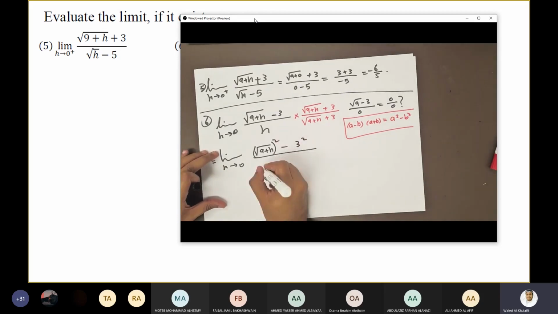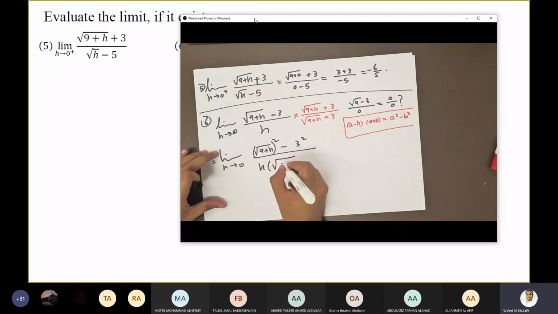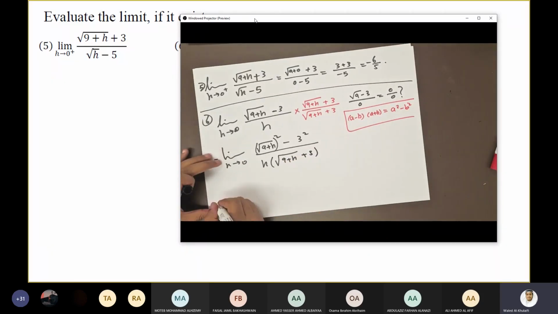This is what you have. The denominator is just h times the root of 9 plus h plus 3. This equals the limit as h approaches 0. Now, when you square the root, it becomes 9 plus h minus 9 over h times the root of 9 plus h plus 3.